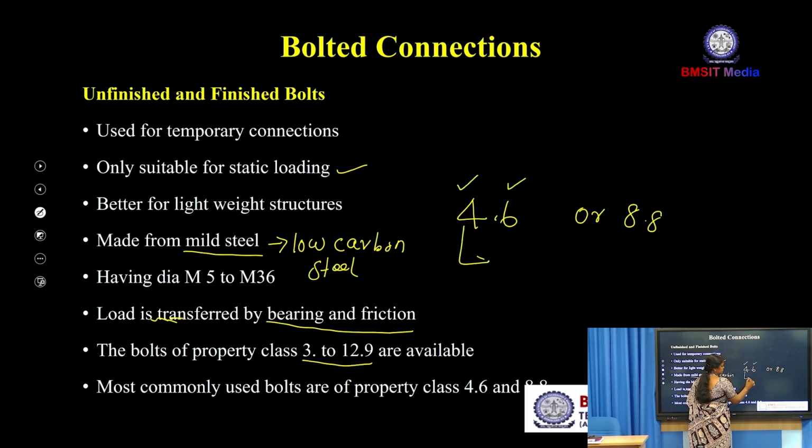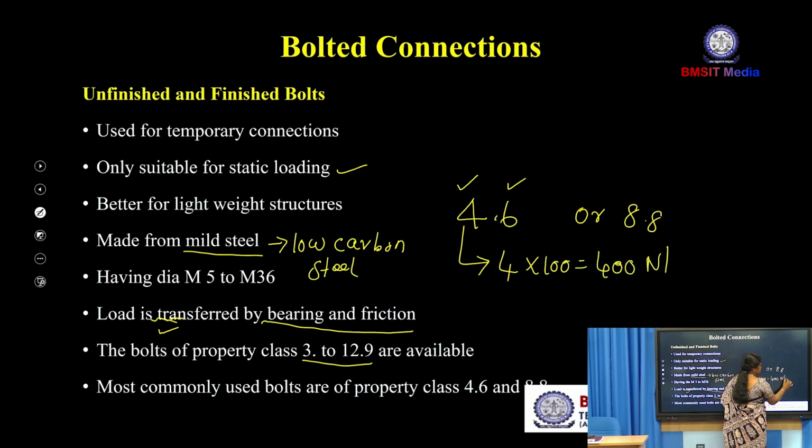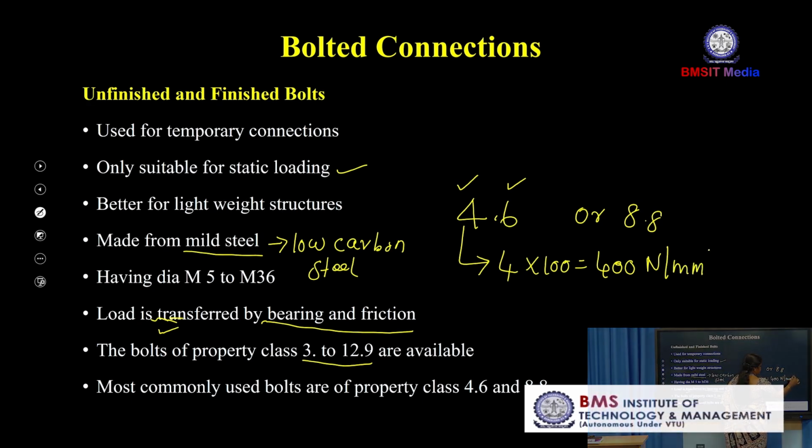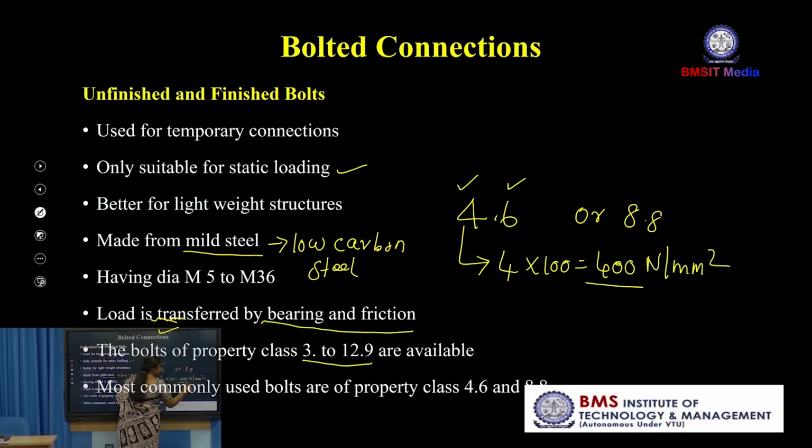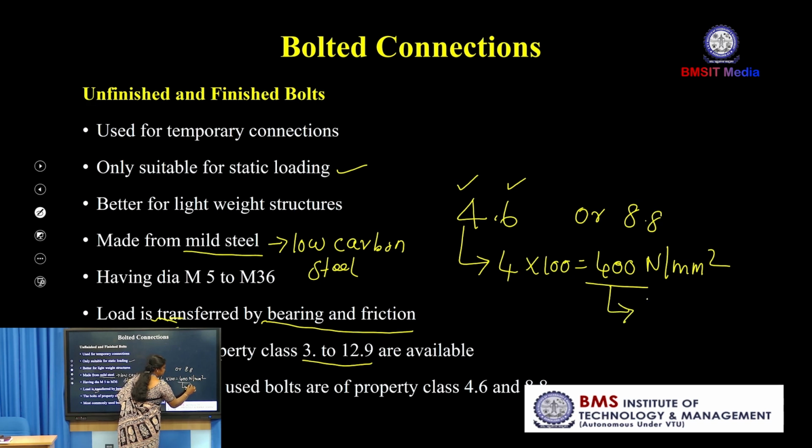So what is this term and what is this term? This term, for example, is 4. This 4 multiplied by 100, we get 400 Newton per mm square. The unit is Newton per mm square. What is the meaning of this 400? 400 is the ultimate tensile strength of the bolt. The symbol is FUB, where U means ultimate tensile strength of the bolt, equal to 400 Newton per mm square.